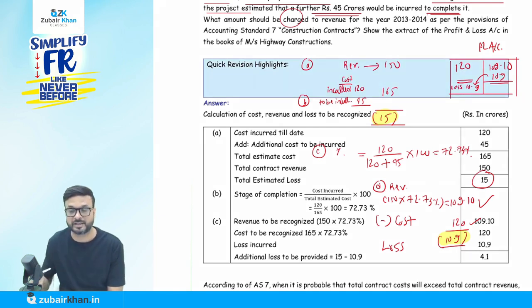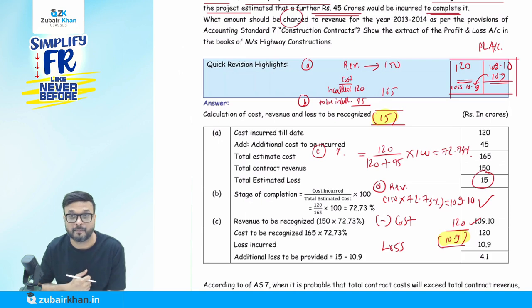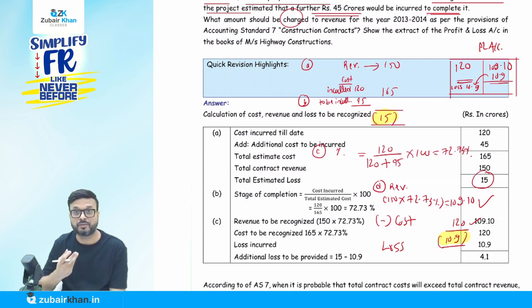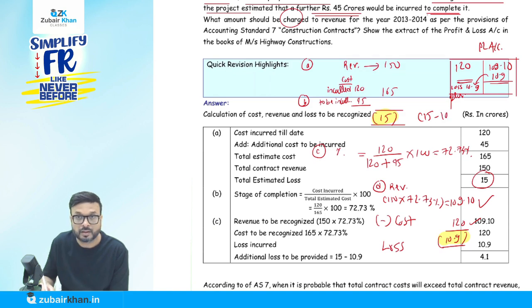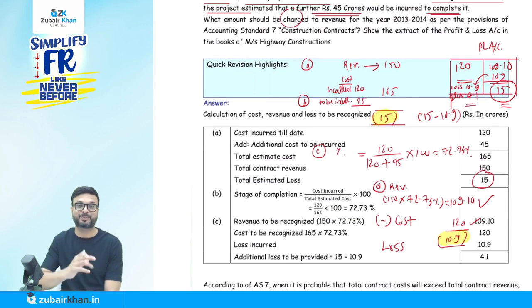Now please understand this point. I will say that the total loss I have to recognize is 15. So I have to create a provision. How much provision? Total loss is 15. We have already recognized 10.9. So we have to recognize the remaining 4.1 as a further loss. So total loss will come to 15 here. This is the loss for the current year, 10.9. The further loss we have to recognize, 4.1, is in the form of provision. This is how we prepare.